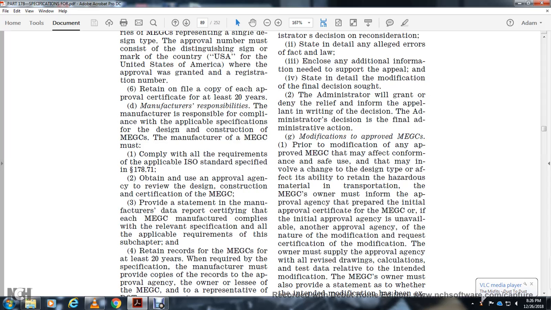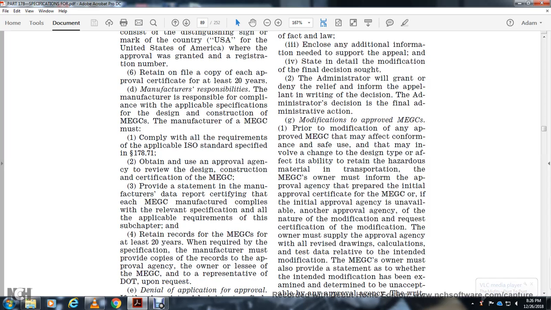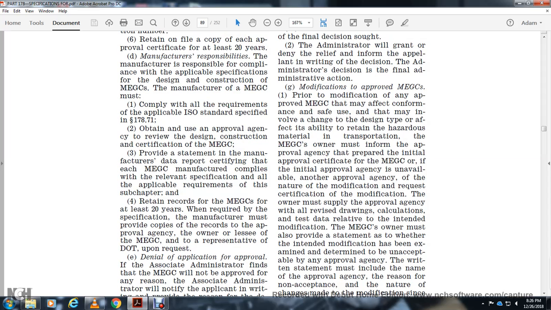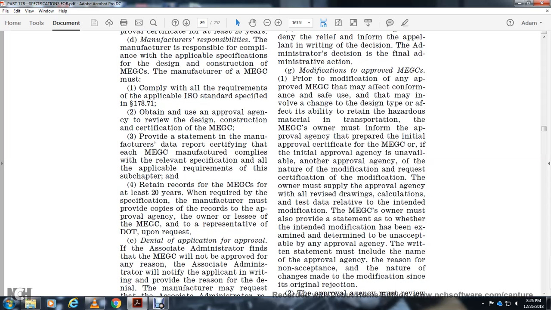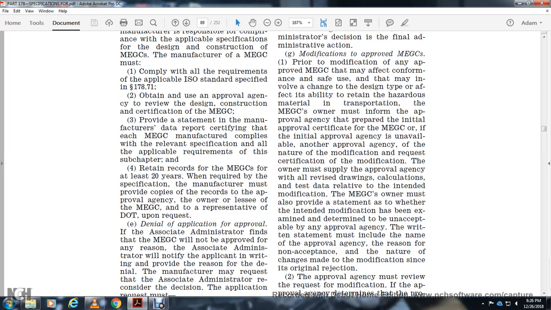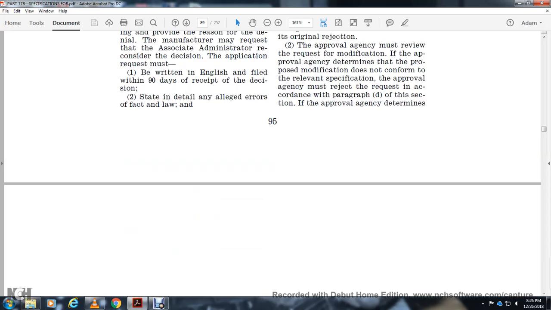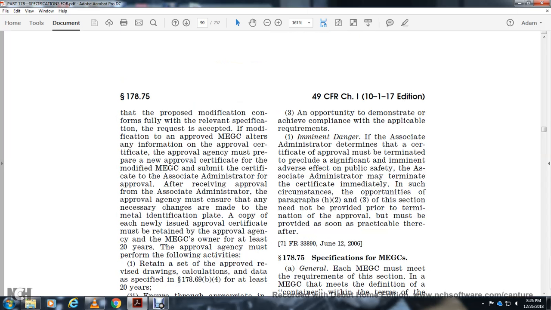MEGC owners must also provide a statement of whether the intended modification has been examined and determined to be unacceptable by an approval agency. The written statement must include the name of the approval agency, the reason for the non-acceptance, and the date or change of the modification from the original rejection. The approval agency must review the request and documentation. The approval agency determines whether the proposed modification conforms to the relevant specification. The approval agency must reject the request according to paragraph D of this section if it determines the proposed modification does not conform fully with the relevant specification.